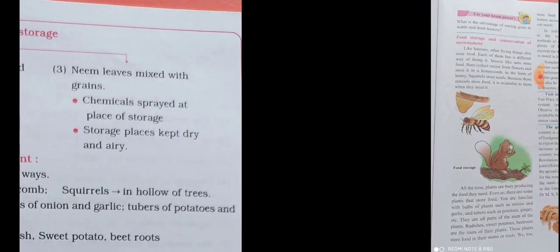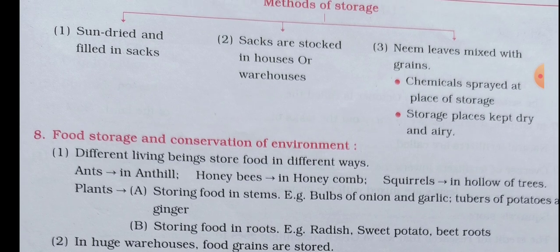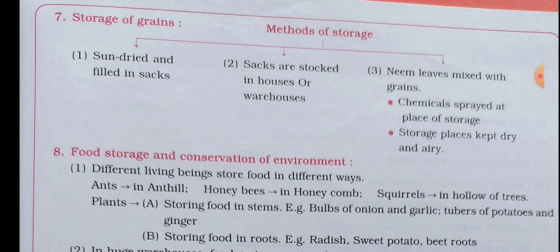And third is the neem leaves. Neem leaves are added. Why are the neem leaves mixed in the food grains? Because the neem tree is a medicinal tree, and it has a pungent smell. And how do you know the taste of neem leaves? Neem leaves are bitter in taste, and due to the smell the insects will not attack or come in contact with the food grains. That's why neem leaves are mixed in the food grains.